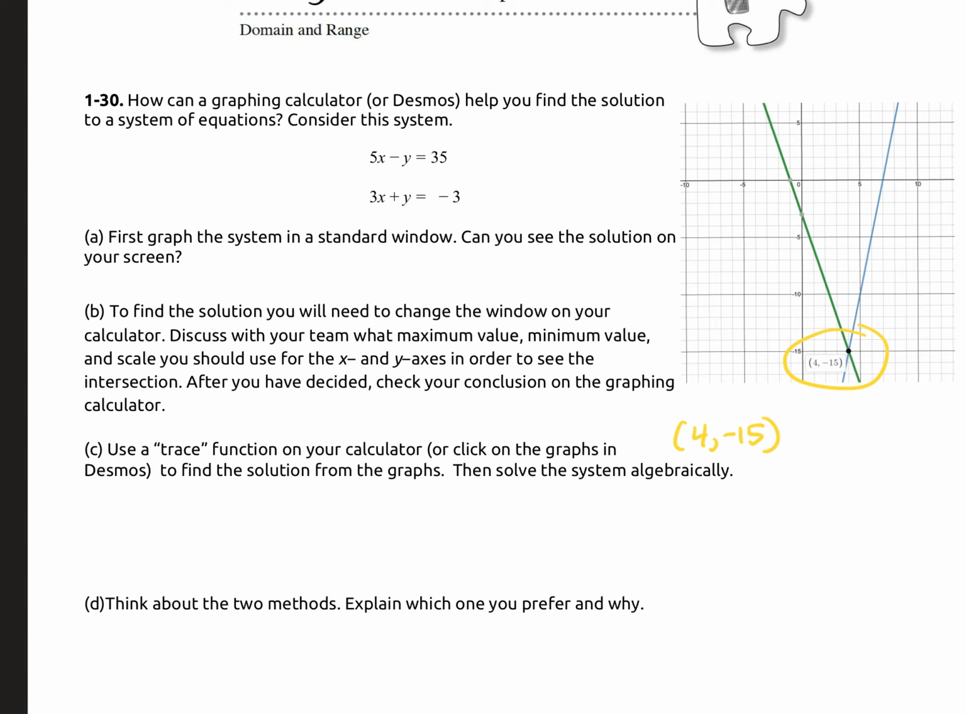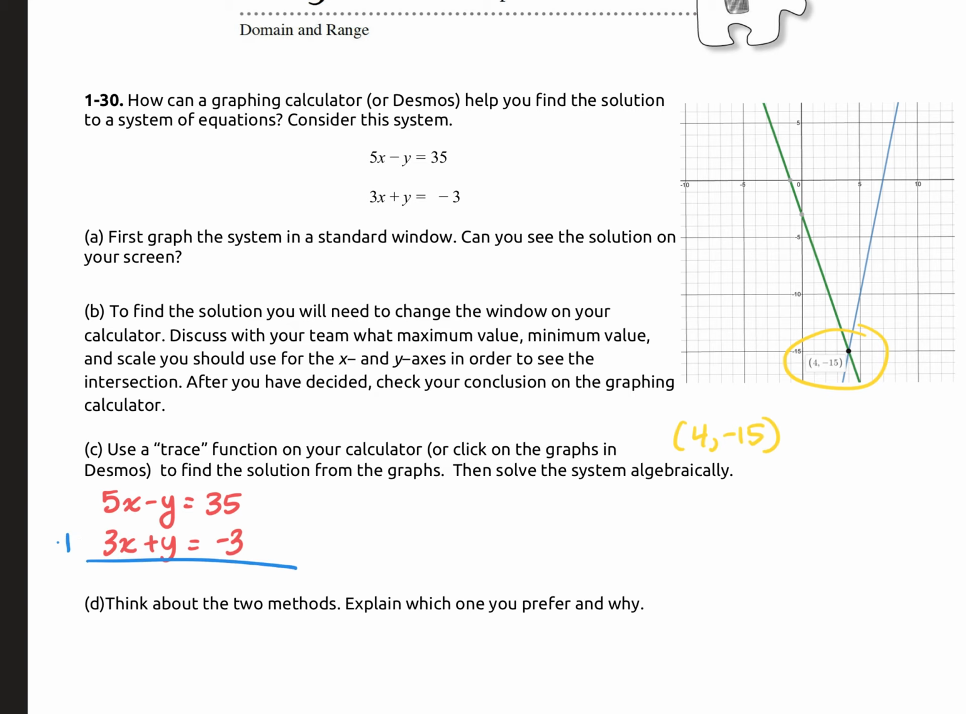There are lots of ways to solve this algebraically. If you use substitution, maybe you solved one of your equations for y and plugged it into the other equation. If you use elimination, maybe you added the two equations together. I personally prefer to use elimination in this case. So I would say 5x minus y equals 35, and then 3x plus y equals negative 3. And what I notice is that I have a negative 1 in front of one of my y's and a positive 1 in front of the other y, which means if I add these two equations together, that y is just going to become 0.